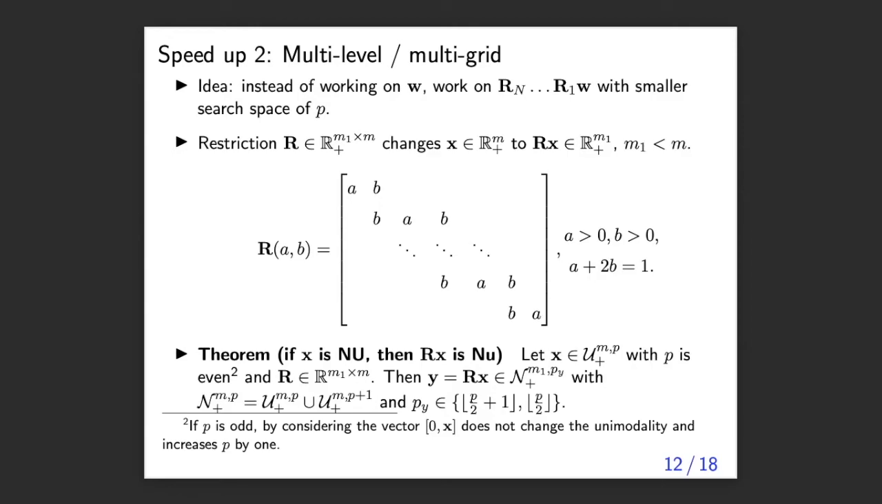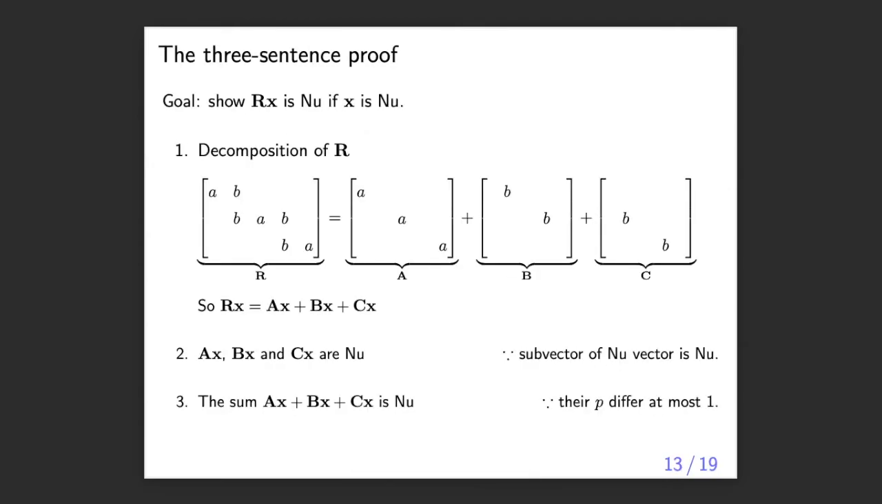The whole theorem here, the proof is just 3 sentences. You can read the paper for the proof. So what's exactly the 3 sentence proof? The goal here is to show that Rx is NU if x is NU. First, this R can always be decomposed into a sum of 3 matrices A, B, C, where A is the matrix having only the A, and B having only the B on top, and C is taking only the B on the bottom. So Rx equals Ax plus Bx plus Cx.